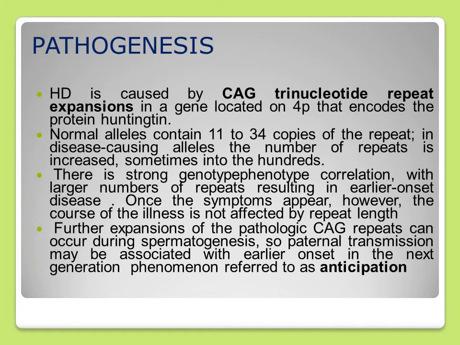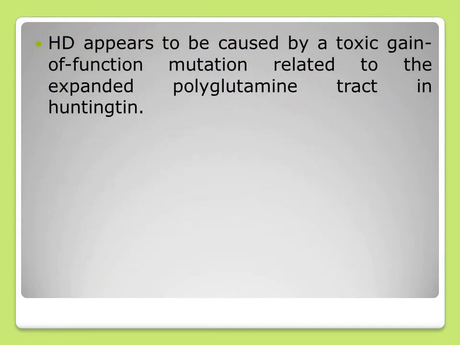Further expansion of the pathological CAG repeat can occur during spermatogenesis. So paternal transmission may be associated with earlier onset in the next generation, a phenomenon referred to as anticipation. Huntington disease appears to be caused by a toxic gain of function from mutations related to the expansion of the polyglutamine tract in the huntingtin protein.